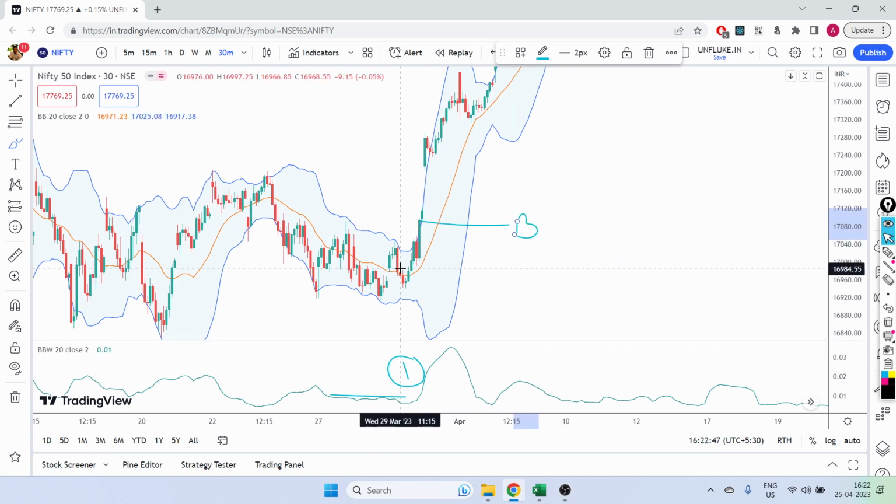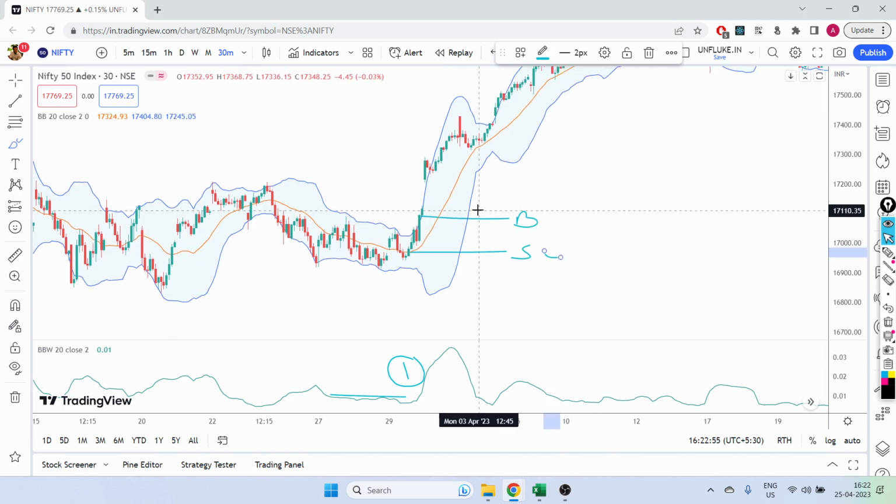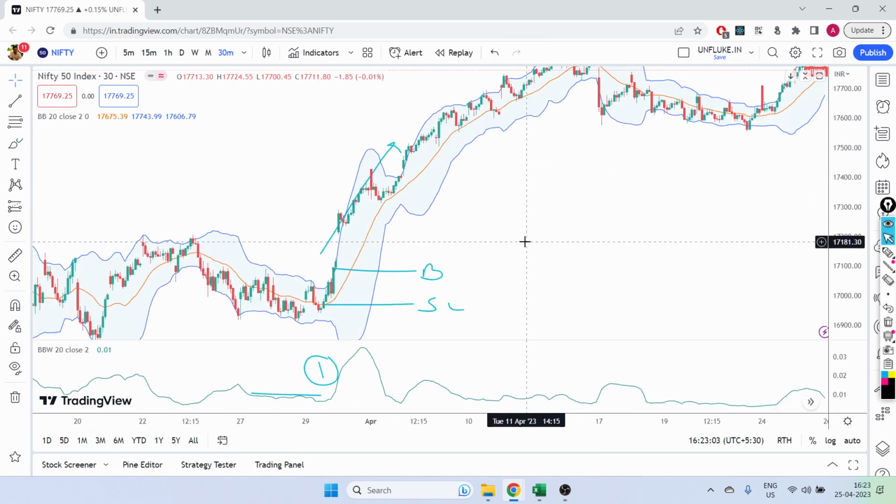I can put the middle line as a stop loss. So this can be my stop loss, and I can trade it at least with a 1:2 or a 1:3 risk to reward. Since it's a breakout system, a lot of times you'll see that you will get a lot of explosive moves. So let's see a few more examples.